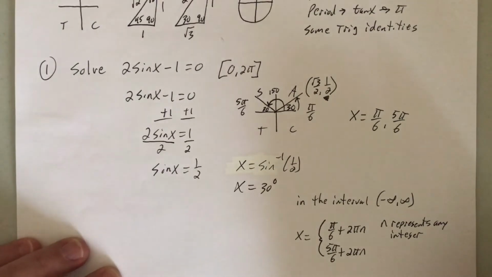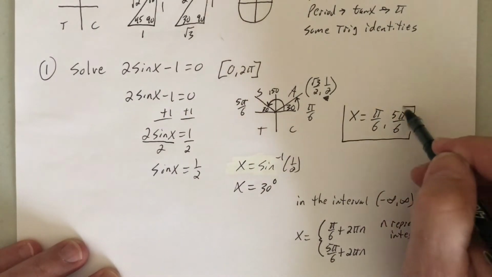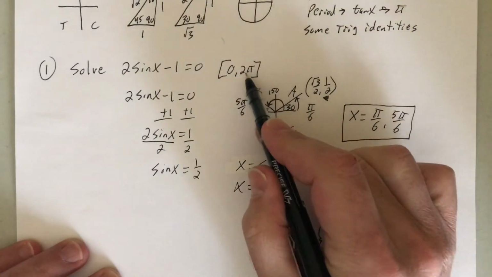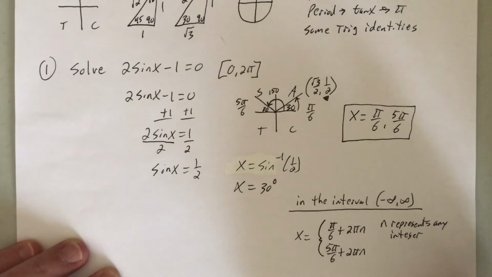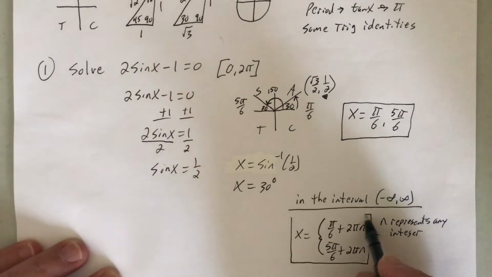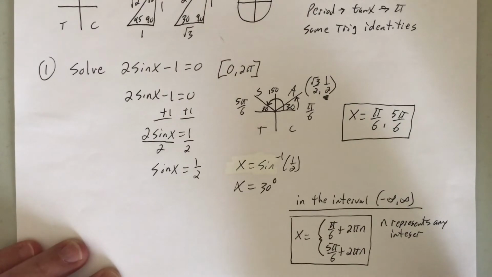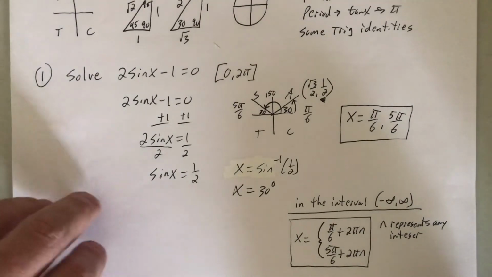So it just depends on what I'm asking you. This right here is in the interval from 0 to 2 pi. If I want to go in the interval from negative infinity to positive infinity, this right here would be your answer. All right, so let's look at the second problem.